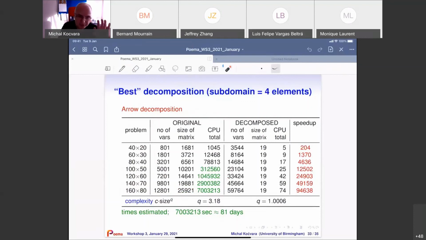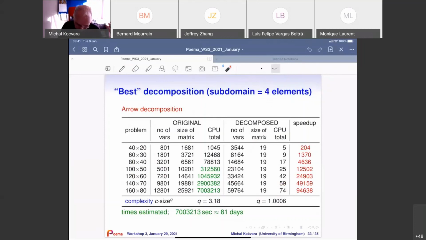But if we solve the decomposed problems where each subdomain only contains 4 finite elements using the arrow decomposition, so the matrix size of all matrices would be just 19 by 19, then you see, even for the bigger problem, we can solve the biggest problems in a little bit more than 1 minute.